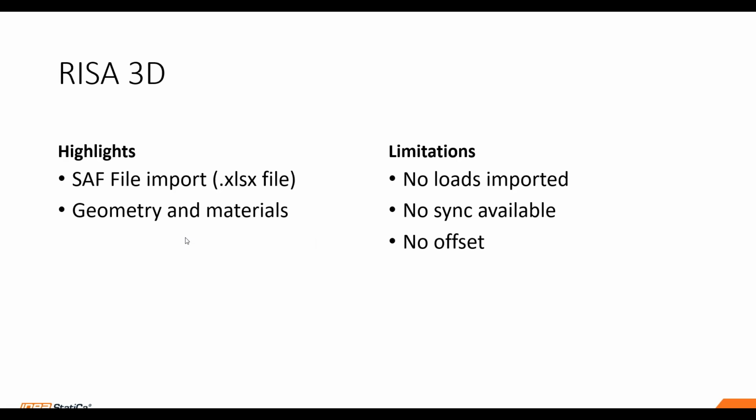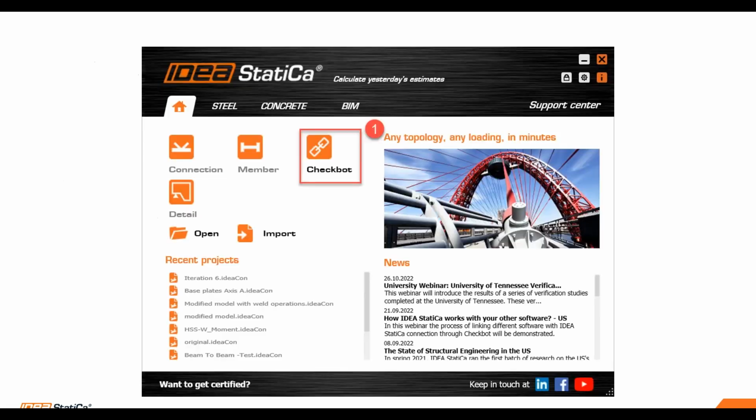What are the limitations? As I mentioned, no loads are imported because we are using the SAF, and that type of file doesn't have the loads on it or the analysis results, okay? Also, there is no synchronization available and no offset information is transferred. So you will get just the geometry and materials, and that's it. So let me show how to do this.